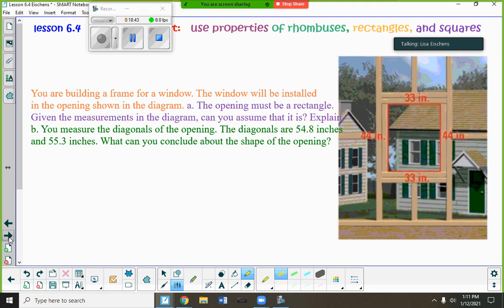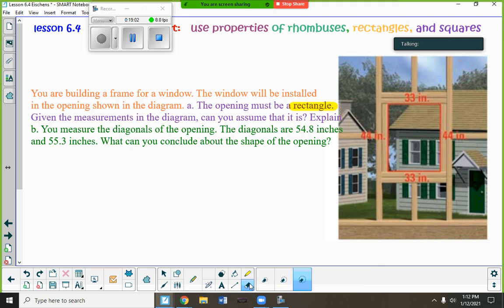All right, let's do some application. You're building a frame for a window. The window will be installed in the opening shown. The opening must be a rectangle. Okay, big issue there. If you're trying to put in a window, you need a rectangle or you have a lot more work to do. Given the measures in the diagram, can you assume that it is?